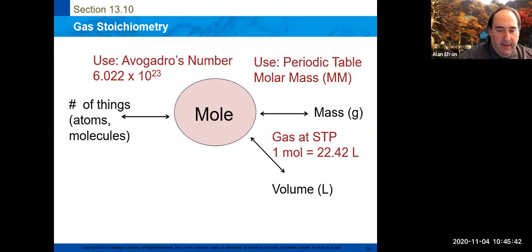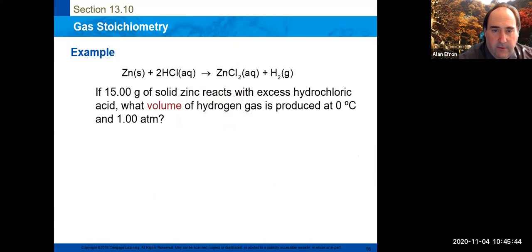All right, so let's talk about another one here. We can look at this problem and we have 15 grams of zinc reacting with excess hydrochloric acid. That means basically zinc is the limiting reagent. So this is a basic stoichiometry problem. We want to make sure first off that the equation is balanced. So that's all good. We have 15 grams of zinc given to us, and we're looking for the volume of hydrogen gas.